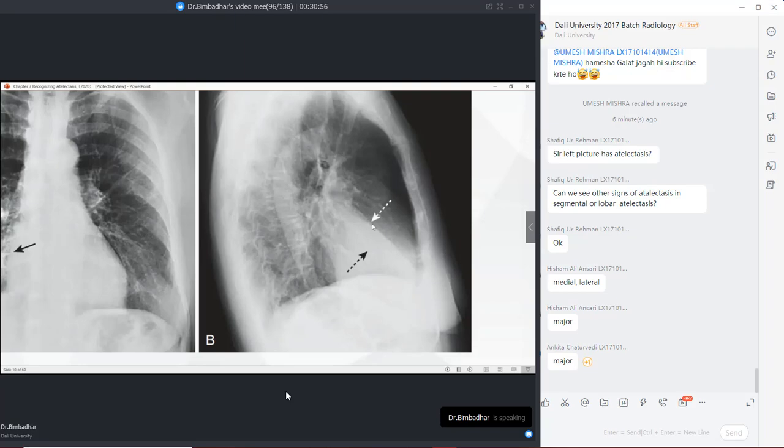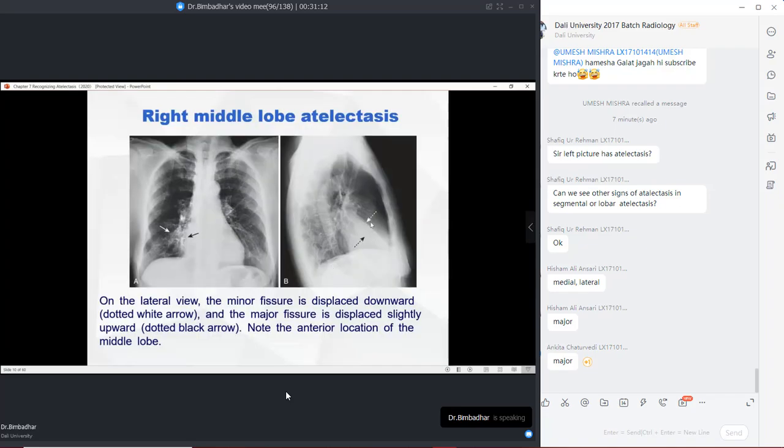The minor fissure is the one that divides the upper lobe and the middle lobe, so that is the reason I'm seeing the minor fissure around here. This is the upper lobar area and this is the middle lobar area. So my minor fissure has been displaced downward. And the major fissure divides the lower part of the middle lobe and the upper part of the lower lobe. So both of them are displaced, and this has become more dense and come together, and that is what is causing the blurring of the right heart border.